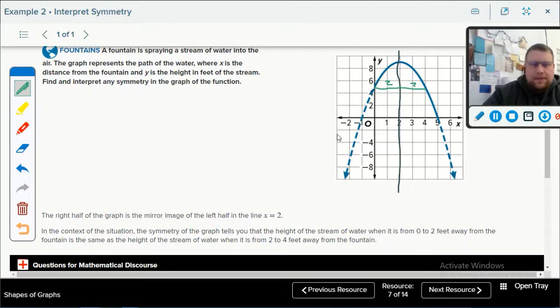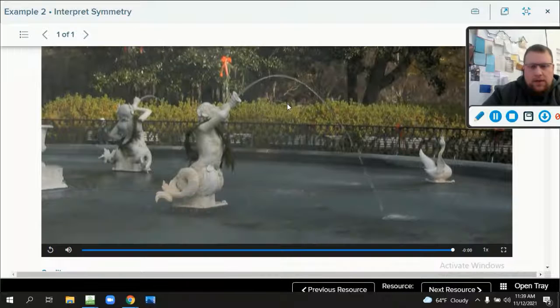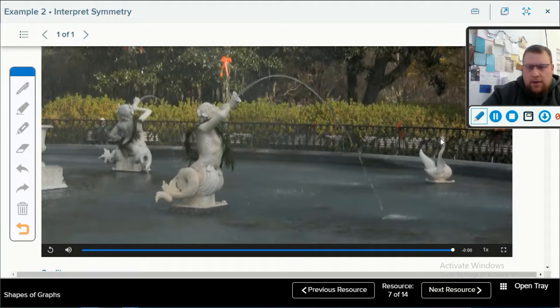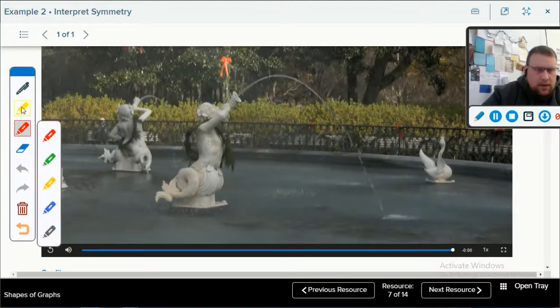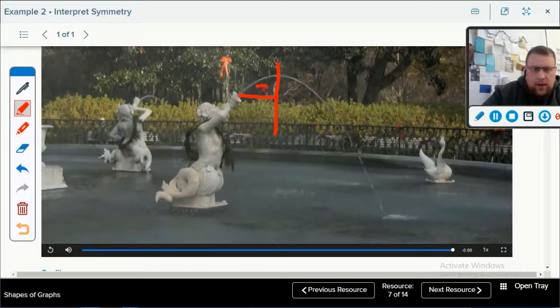So let me go up top again, and we can look at that in terms of the video. See this stream right here? Let me use a nice little red mark. So we were saying this is 2 units away, and that height is the same as this height if we go another 2 units over. The height is the same right here. That's what that line of symmetry is telling us about this stream of water. Awesome.